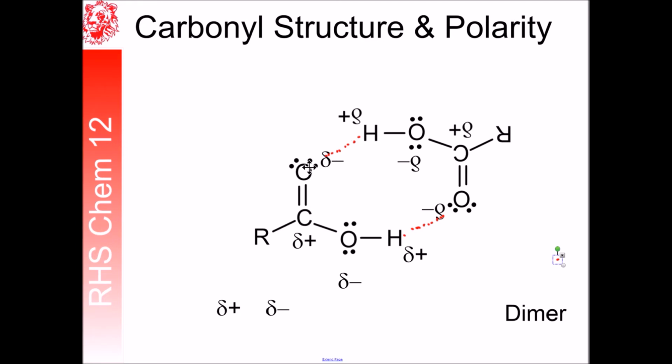And so this is called dimerization. You have one thing and another thing, so 1 is a mer, and so 2 mers make a dimer. This accounts for the high melting point of carboxylic acids. Normally they have a higher melting point than other things of the same molecular mass.